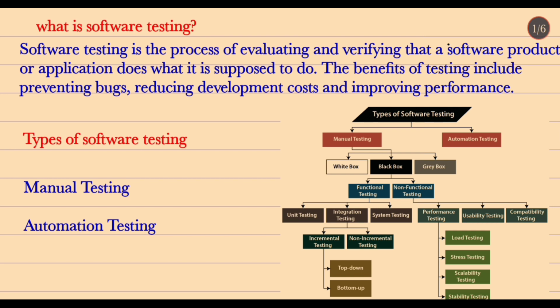Now, types of software testing. First is the manual testing that we do ourselves. And second is the automation testing. Automation testing is done by some set of programs, software, or machines, or we can say tools.